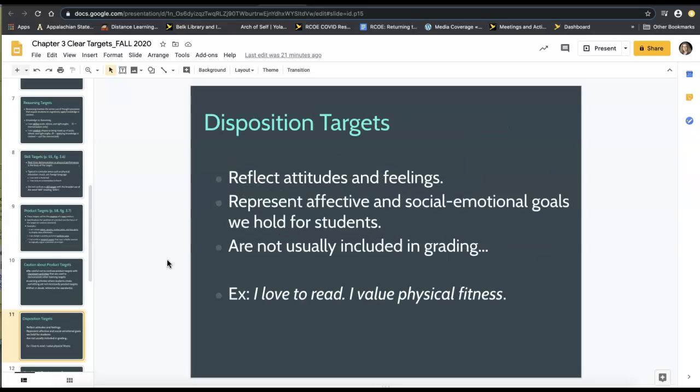And finally, disposition targets. They do not really touch on those in this chapter, but those would be targets that we might write to focus on attitudes or dispositions that we want our students to have.